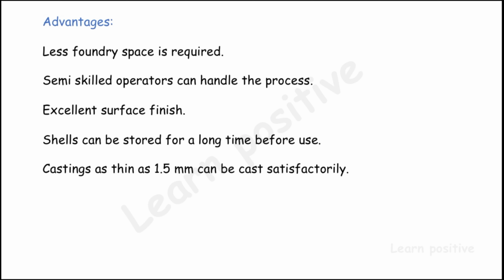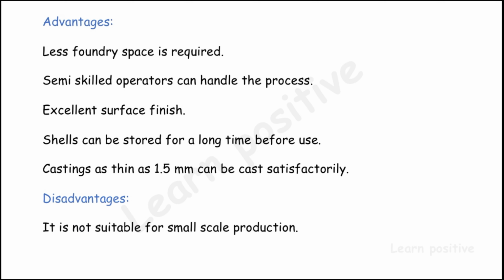Castings as thin as 1.5 mm can be done satisfactorily. And the disadvantage of shell molding is that it is not suitable for small scale production, it is only suitable for large scale production, and the resin cost is comparatively high.